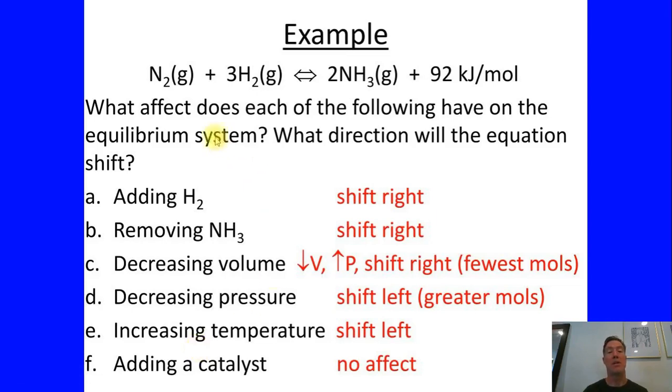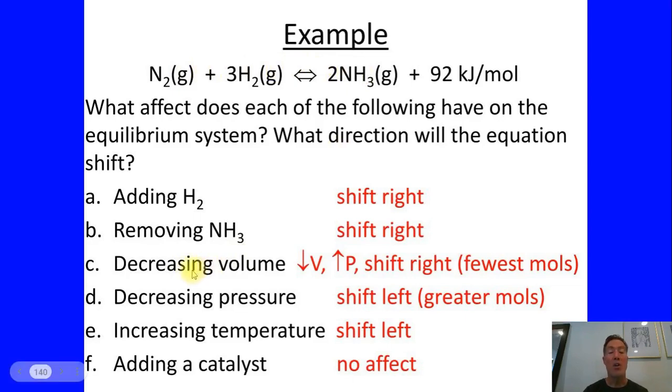So as we said, here's our example. If we add H2, we increase one of the reactants, and it's going to respond by trying to get rid of that extra H2. It will shift toward products, shift to the right. If we remove NH3, we're taking away product, the system is going to respond by trying to recreate that missing product, and it will shift toward product to the right.